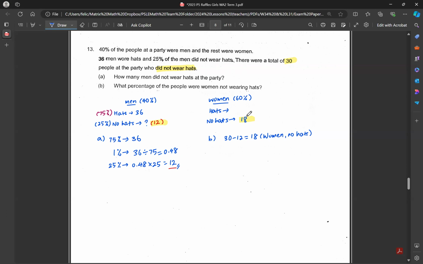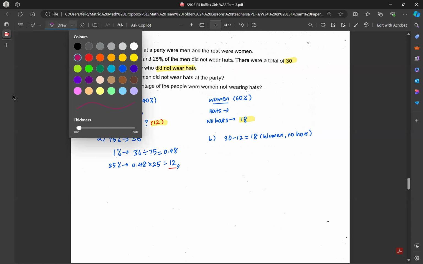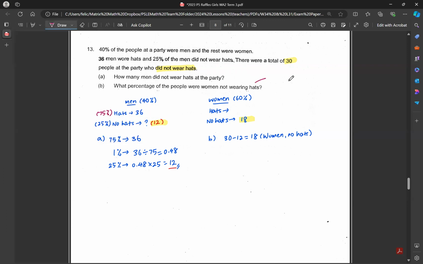Now, once you have this, the problem now is I need to find out how many women there are, because when they say what percentage, like I said before, imagine this word says fraction. What fraction of the people were women not wearing hats? So I need to find out the total people at the party. If I were to create a fraction from here, let's understand what the fraction to create is. Women not wearing hats, this keyword definitely is in your numerator. Women with no hats.